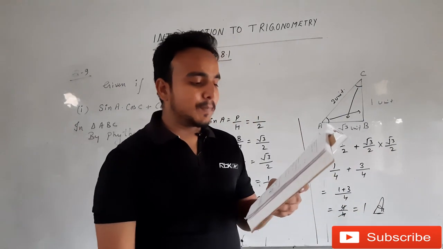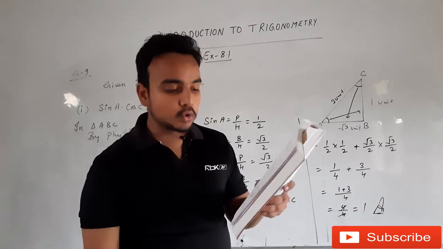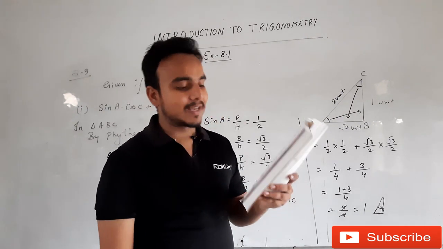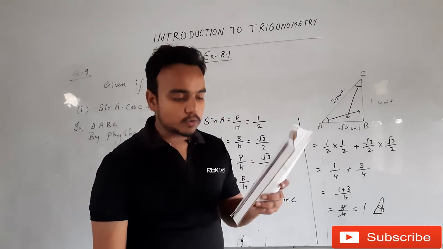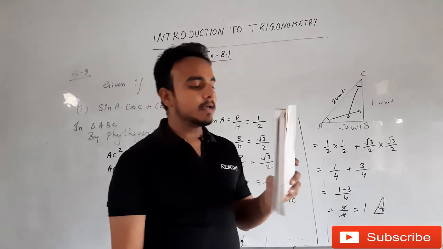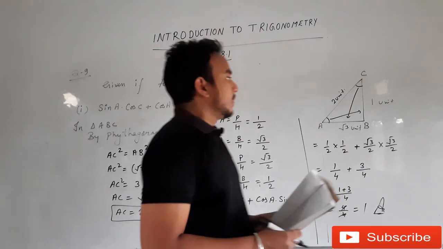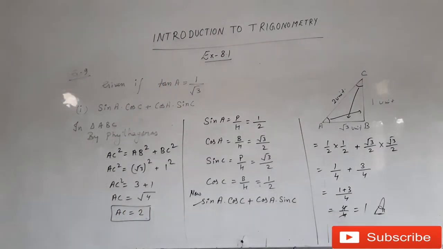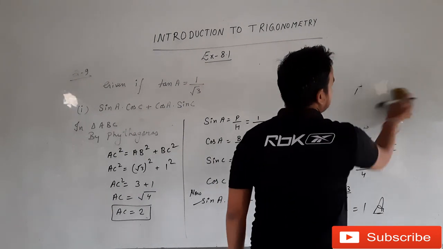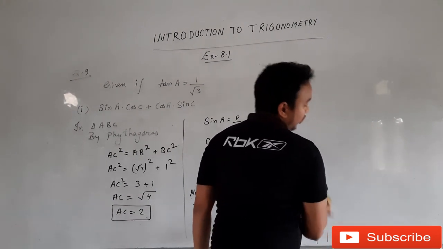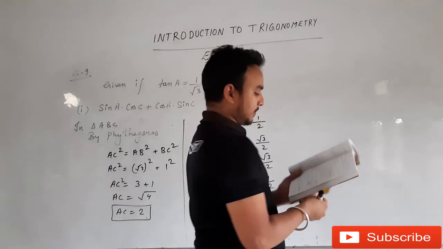Question number 10. In triangle PQR, right angled at Q, PR plus QR is equal to 25 centimeter and PQ is equal to 5 centimeter. Determine the value of sin P, cos P and tan P. In this question, I am giving you only the idea of this solution. You can try.